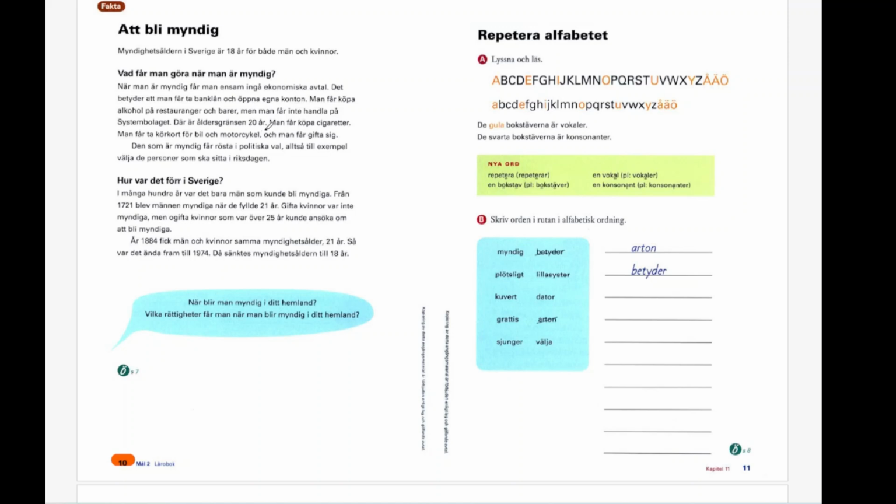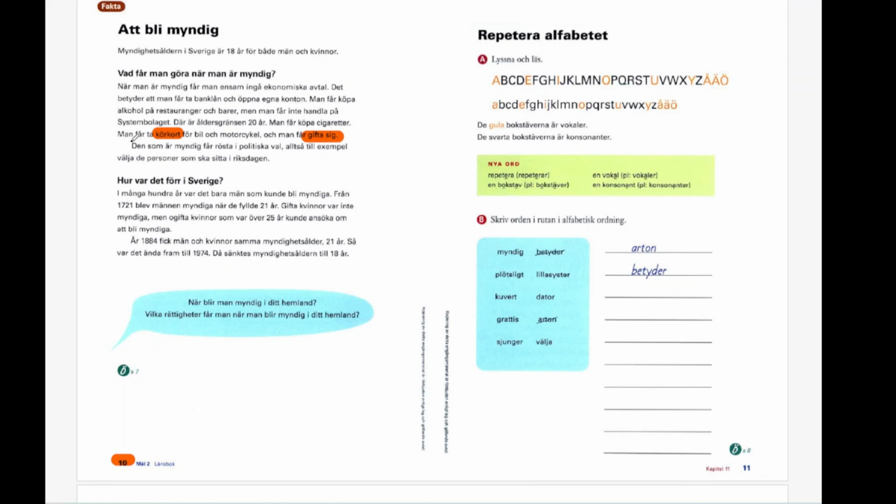Now, yeah, and you can also buy cigarettes. You can get a driving license. Körkort is driving license for the car and the motorcycle, and you can also get married. Gifta sig is get married.